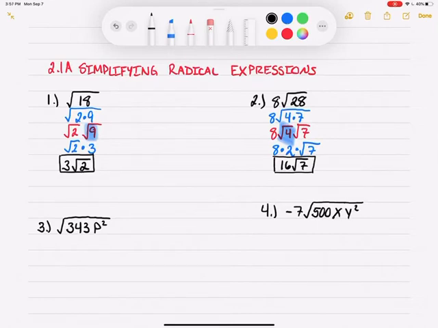In example 3, I have the square root of 343 times p squared.